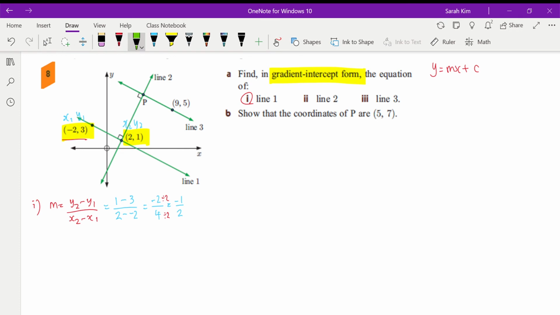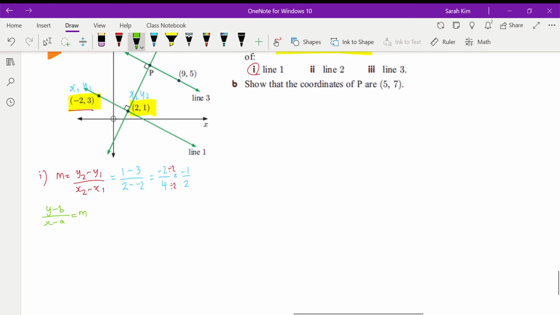Brilliant. So all I have to do now is use that equation: y take b over x take a equals the m, and I have to substitute the b, the a and the m, and see if I can solve it. I'm going to choose this point over here because they're both positive numbers, and I find that easier to deal with. So that's my a, that's my b. So y take b over x take 2 equals negative a half. If I want it in gradient-intercept form, I first have to get rid of this divide, so I have to make sure I times it.